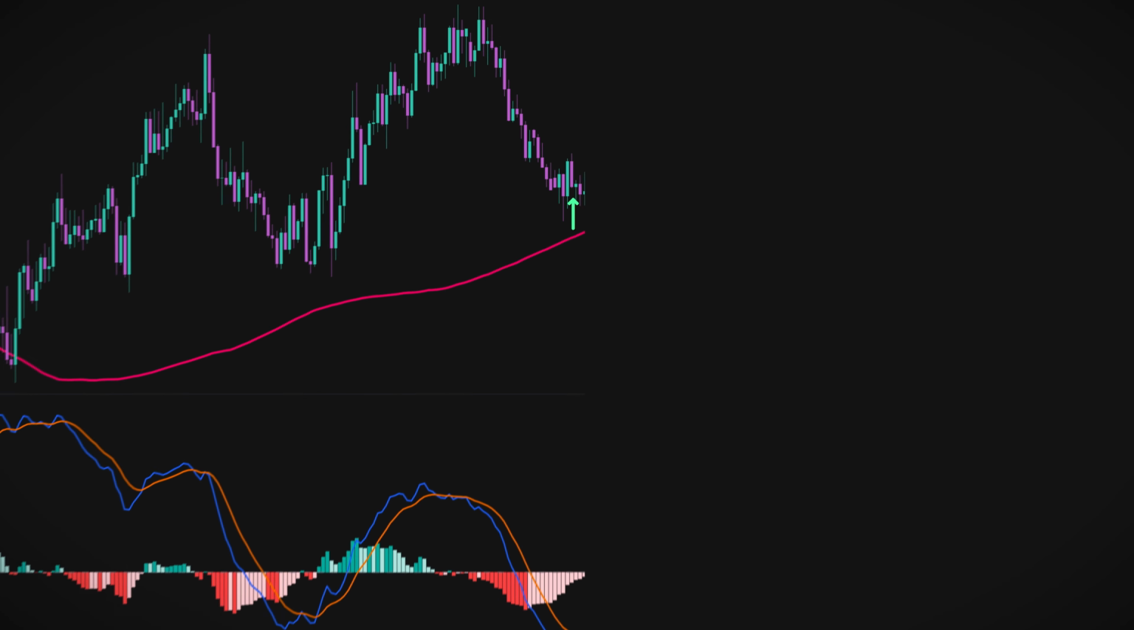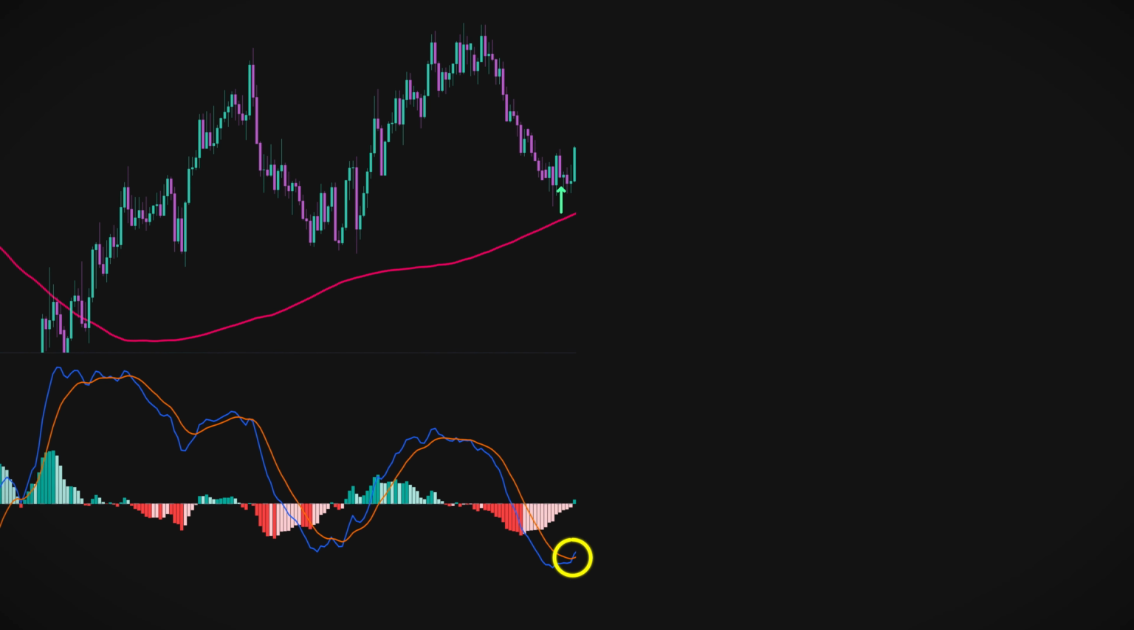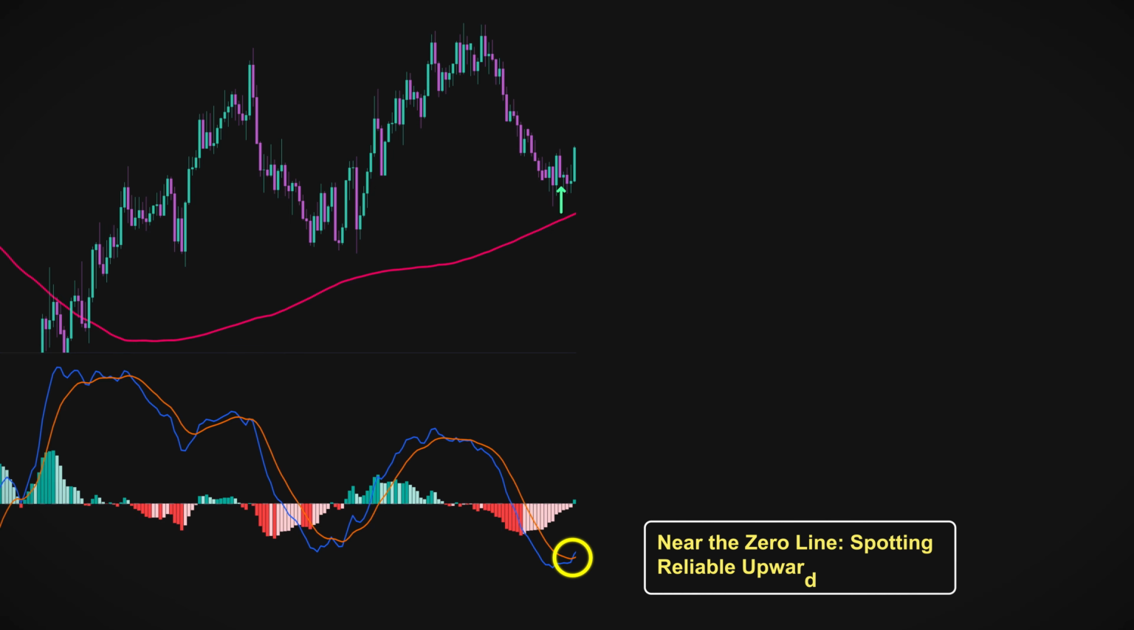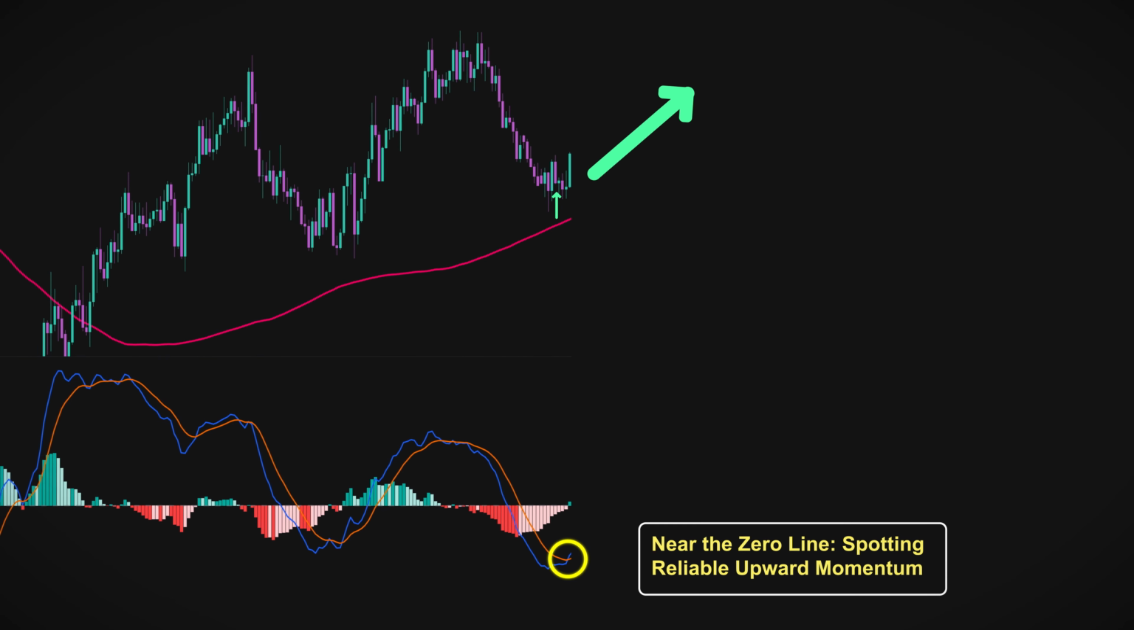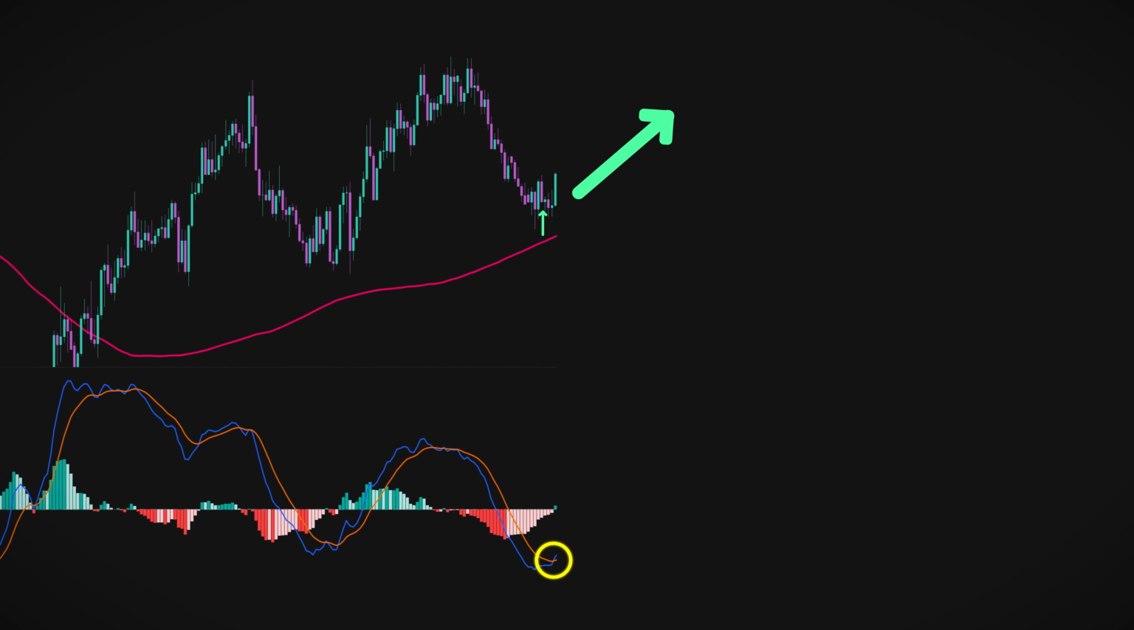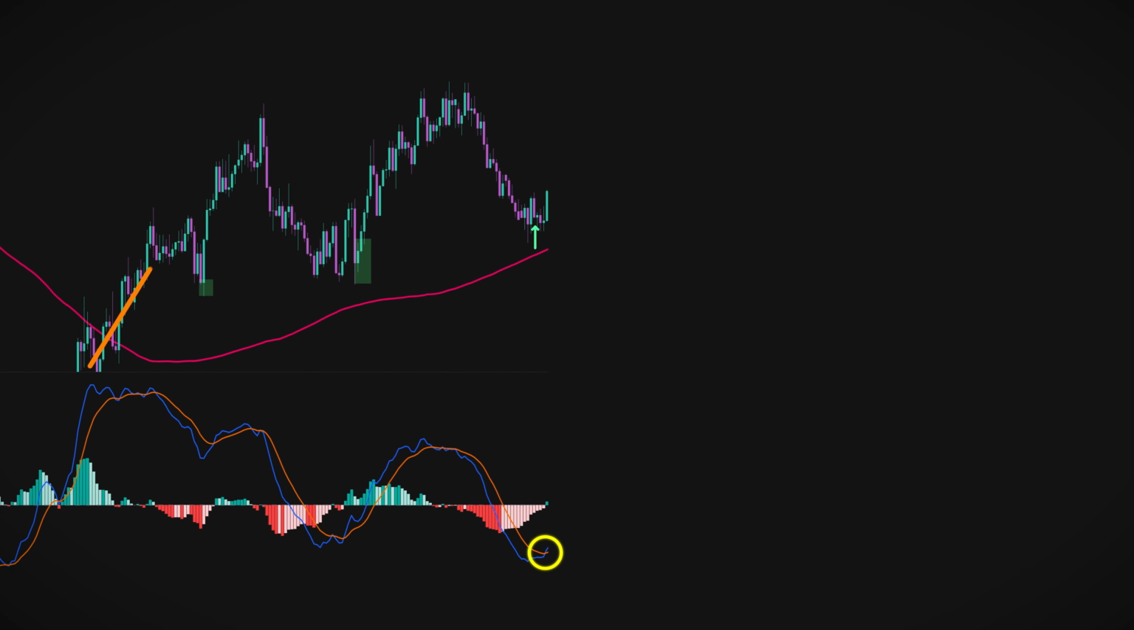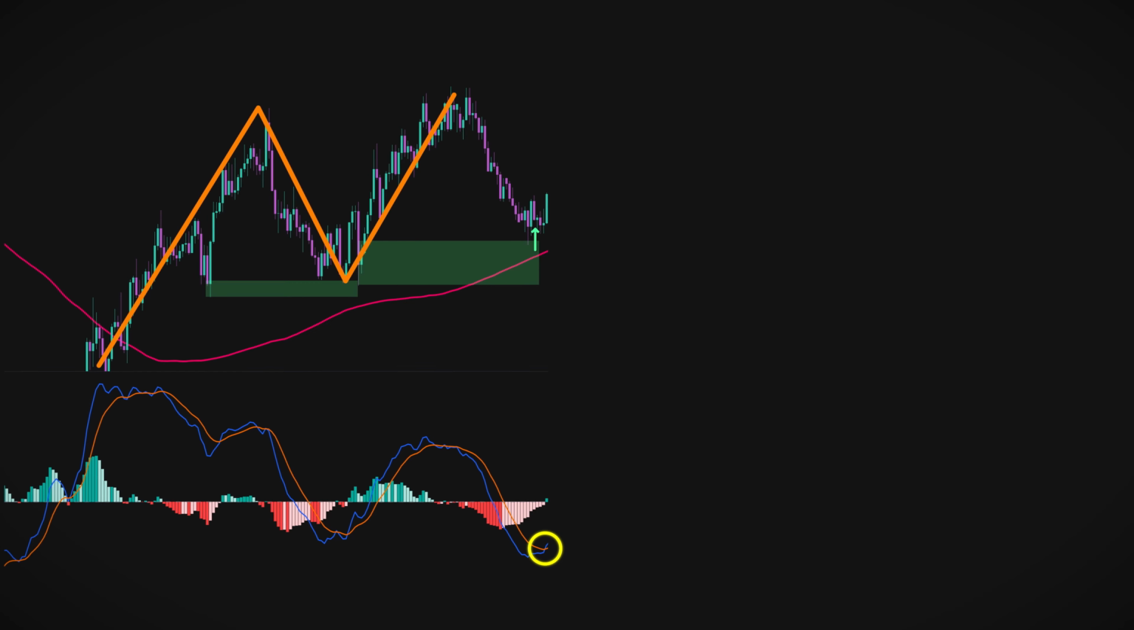Look for a bullish MACD crossover, where the MACD line crosses above the signal line. This is most reliable when it happens near or below the zero line, signaling the start of upward momentum. To strengthen your decision, confirm the setup by identifying support levels where the price has bounced before. Enter the trade if the MACD crossover occurs near these levels and the price stays above the 200-day moving average.